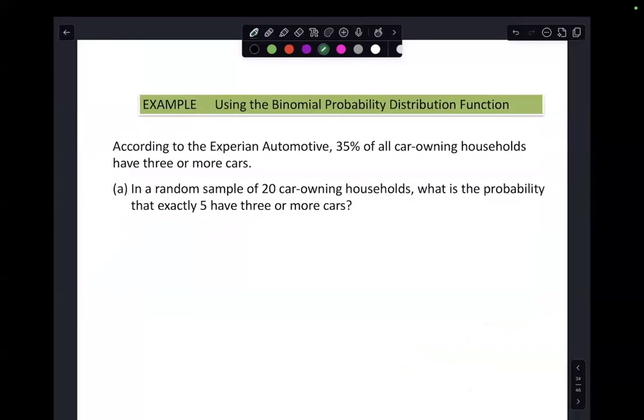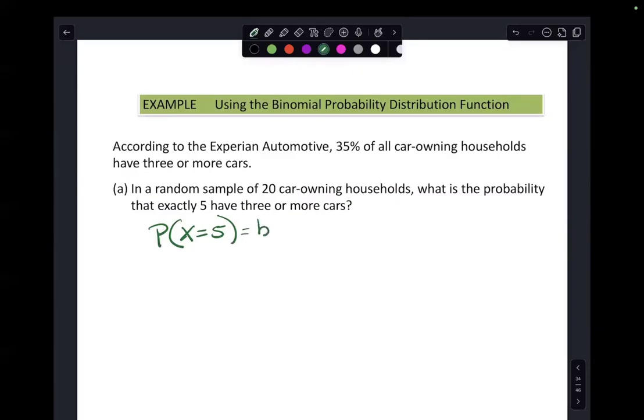All right. According to Experian Automotive, 35% of all car-owning households have 3 or more cars. In a random sample of 20 car-owning households, what's the probability that exactly 5 have 3 or more cars? Let me show you what this looks like. When I put it in my calculator, what I'm looking for is the probability x equals 5. The probability that my random variable equals 5.